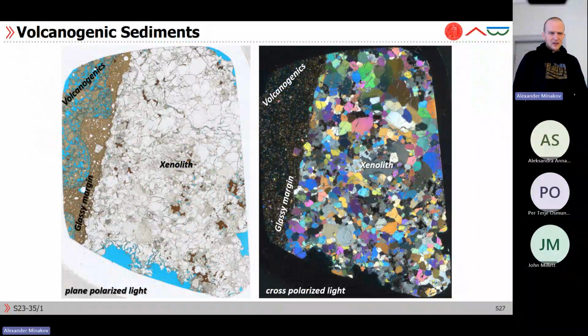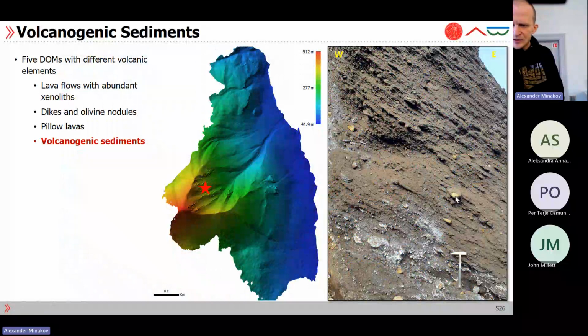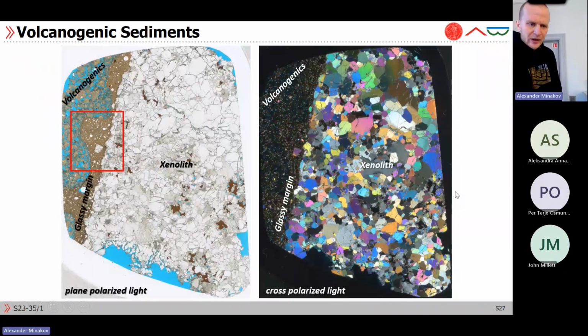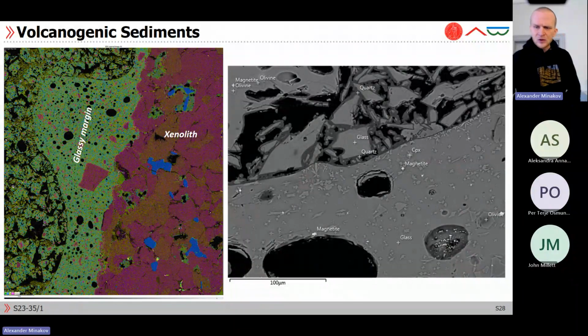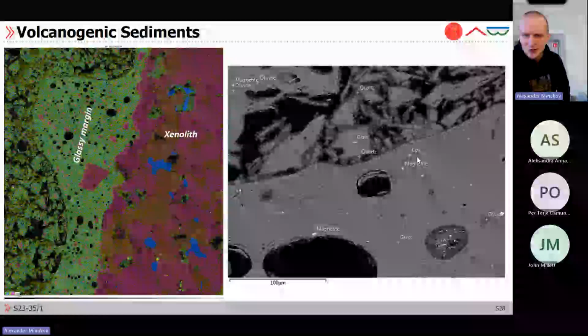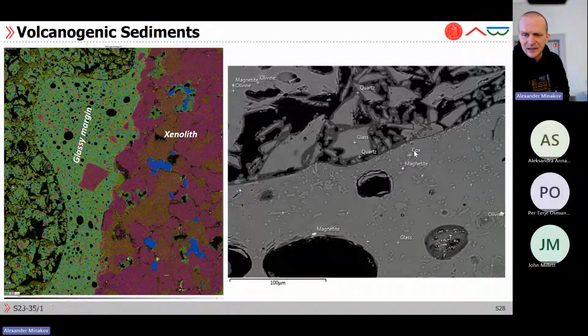And again, this is a bomb-shaped xenolith within these volcanogenic sediments. I think it's maybe this sample exactly. We also have a glassy margin on the rim of the xenolith. Generally we have more or less the same features which are observed here, and also very nice star-shaped features of clinopyroxene within the glassy material.